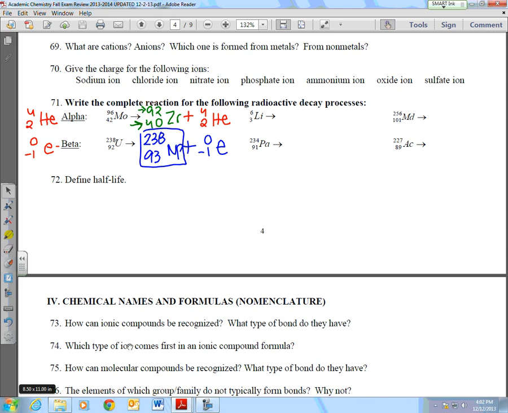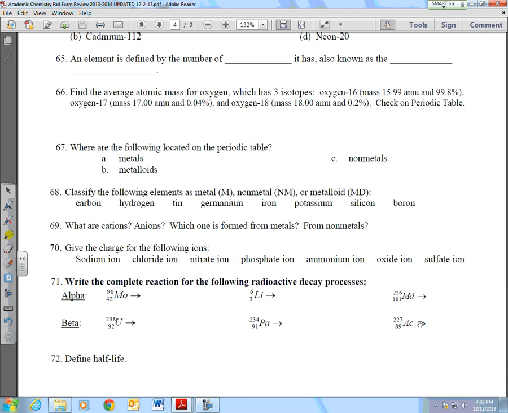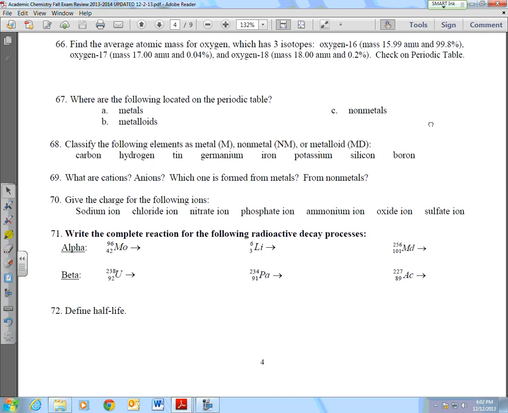Yeah. About something different? Okay, what's your question? Number 66. Find the average atomic mass.